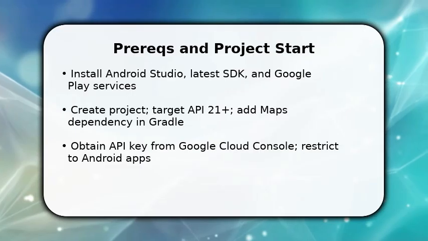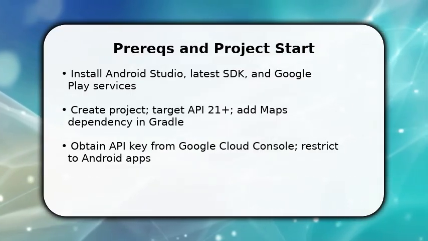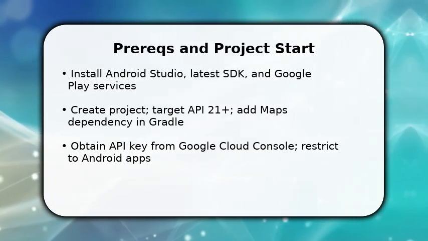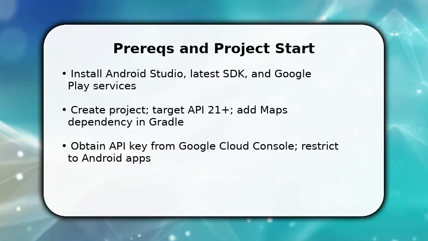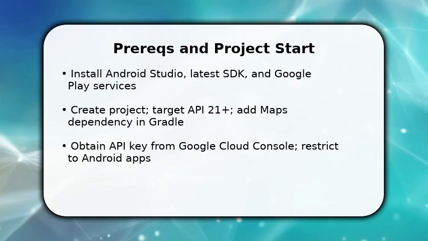You begin by confirming prerequisites: Android Studio, SDK, and Play services installed. Next, create a new Android project targeting API 21 or higher and add the Maps dependency in build.gradle so the library is available.